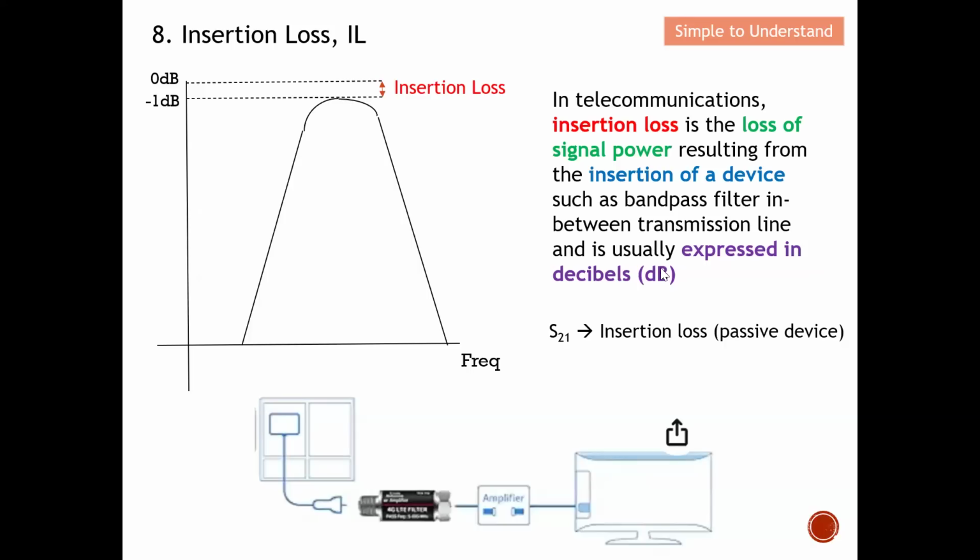And this insertion loss is usually expressed in decibels. From here, you can see that in the ideal case, it should be at 0. However, when we insert the bandpass filter, it drops by minus 1 dB, as you can see from here. Therefore, we quantify the insertion loss as 1 dB. Okay, so don't be confused by this. So basically, this is the insertion loss.